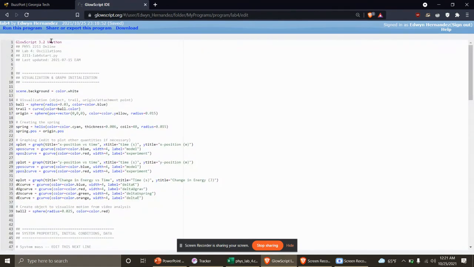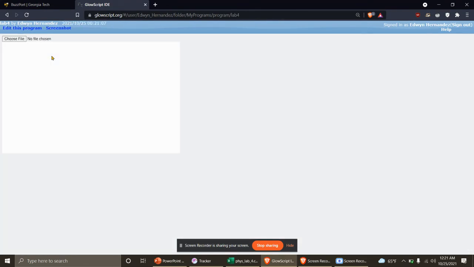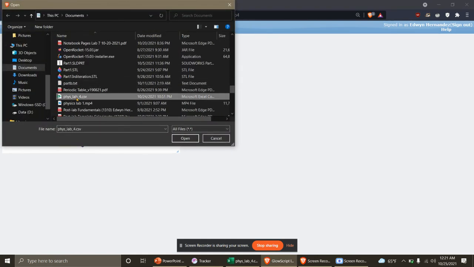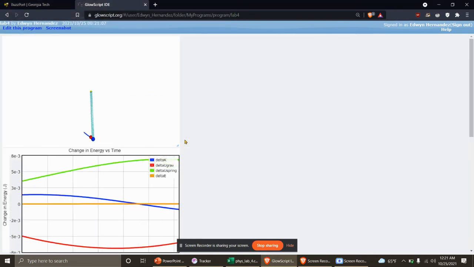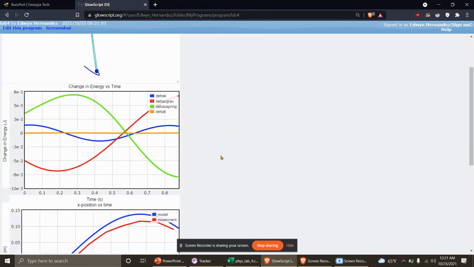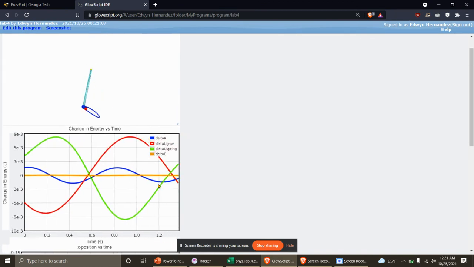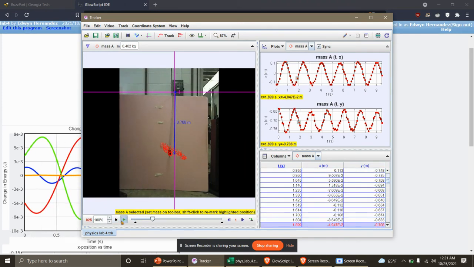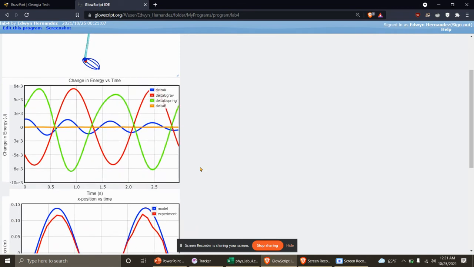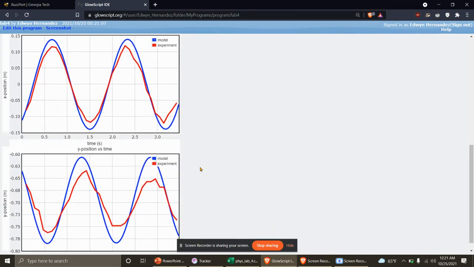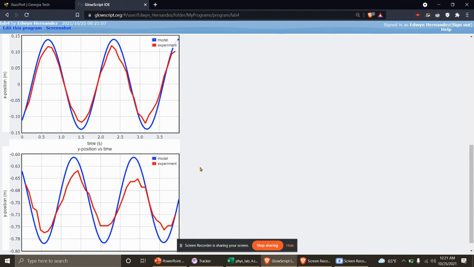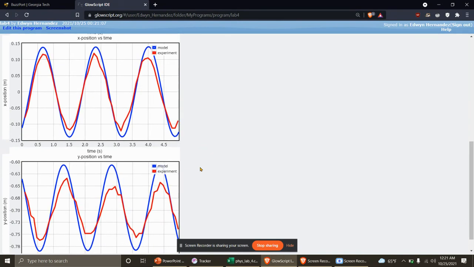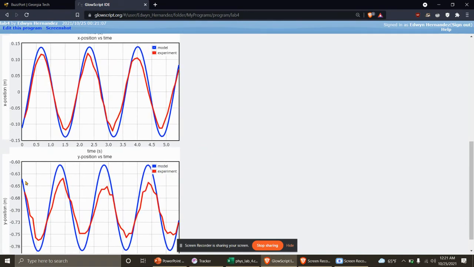Running this program, we choose our file, which is this one right here. Open it up, and we can see that our spring oscillates the same way as our spring oscillates in Tracker. And we have pretty similar oscillations in the y and x positions, where this is the inverse of this one.